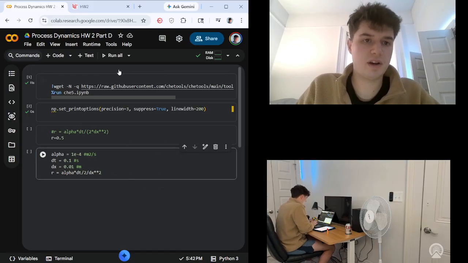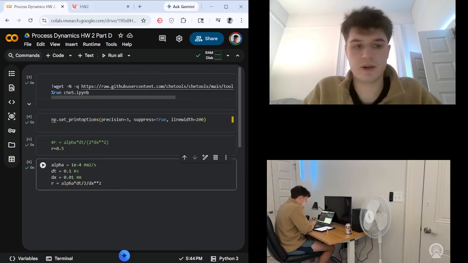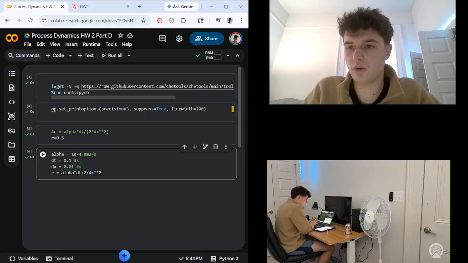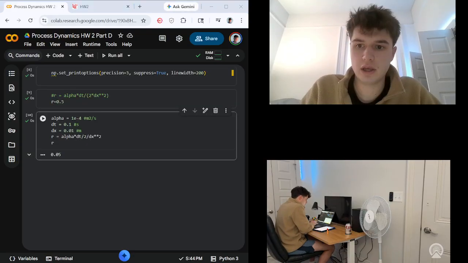So we have our variables here. Let's run this, make sure everything's running correctly. Four green checks, that's the goal. So let's move to the next part.